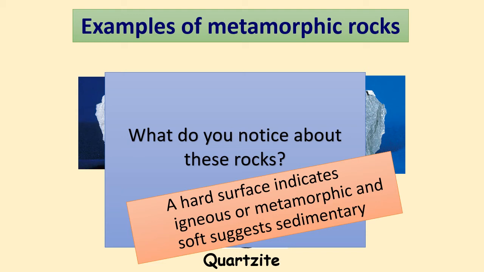So if we go over those three characteristics again, crystals mean that the rock is igneous, grains mean that the rock is sedimentary, and being very hard indicates that it's metamorphic, but it could also be igneous.